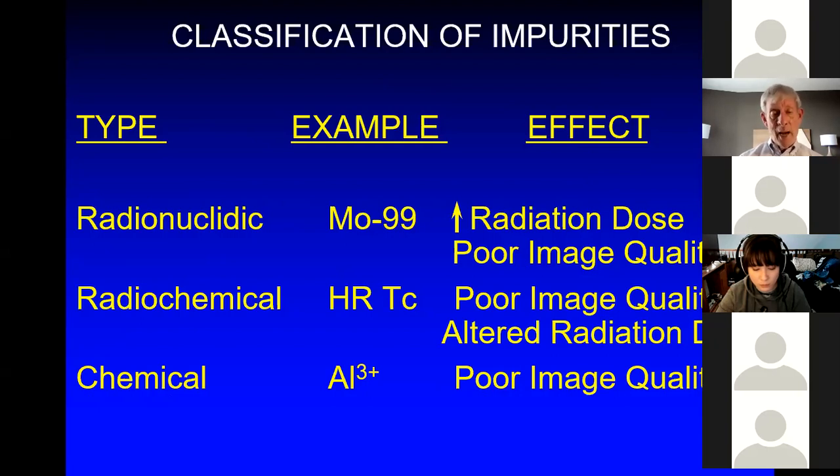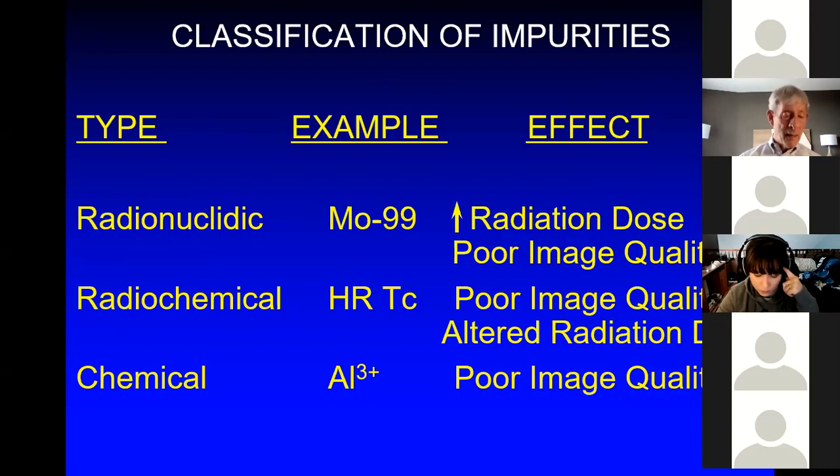So we don't want hydrolyzed reduced technetium. That is a radiochemical impurity. It will impact radiation dose, and depending on what the impurity is, it will and most likely will affect the image quality. Finally, there's a chemical impurity.